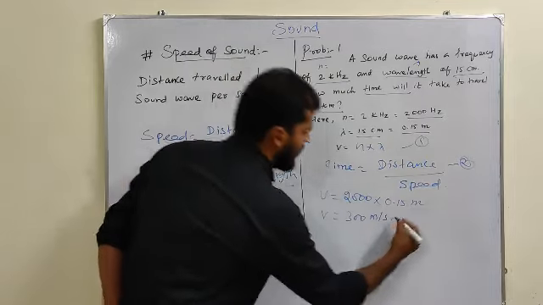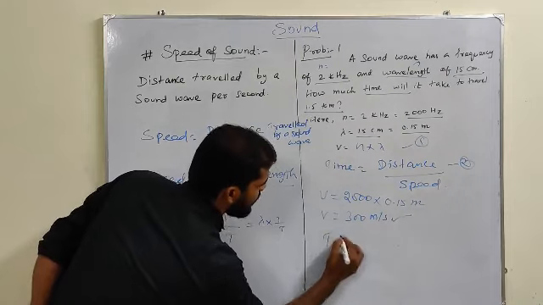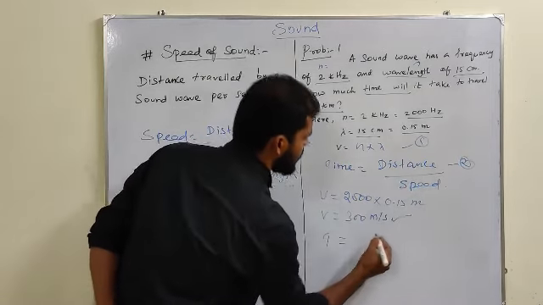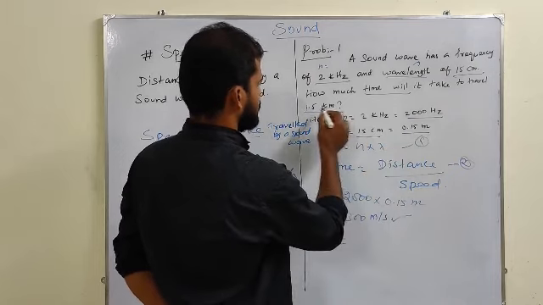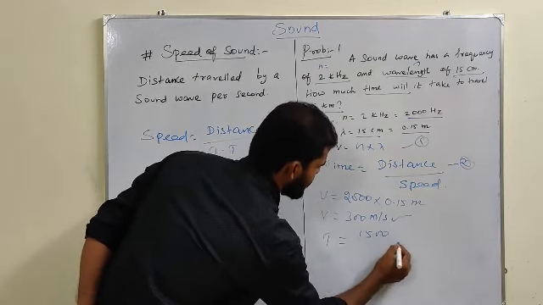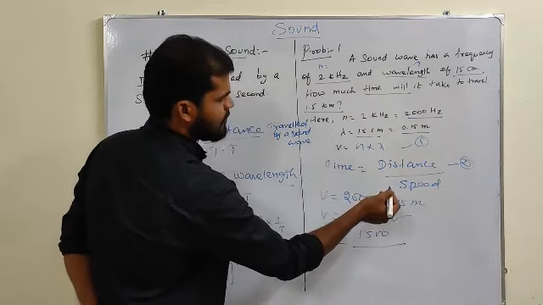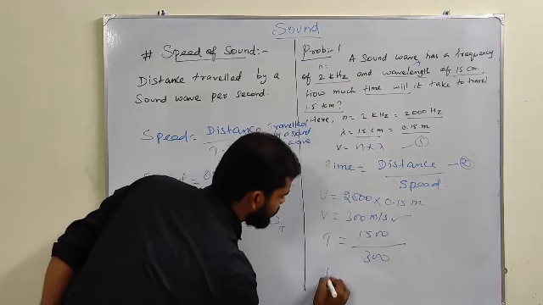So now we know the value of V. Then we have time is equal to distance, how much? That is 1.5 kilometers, so 1500 meter divided by the speed we have found, that is 300. That 2 you have to cancel.